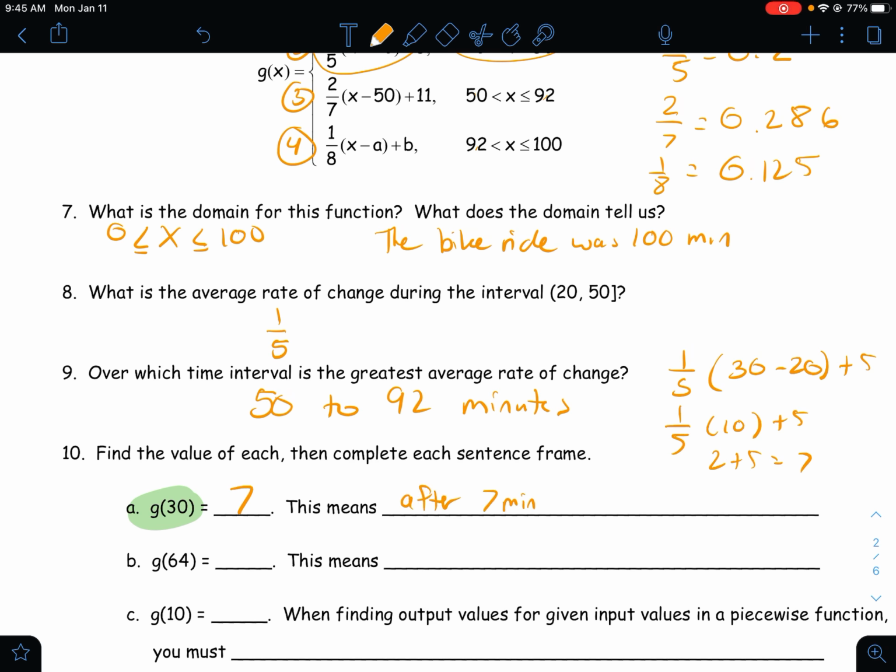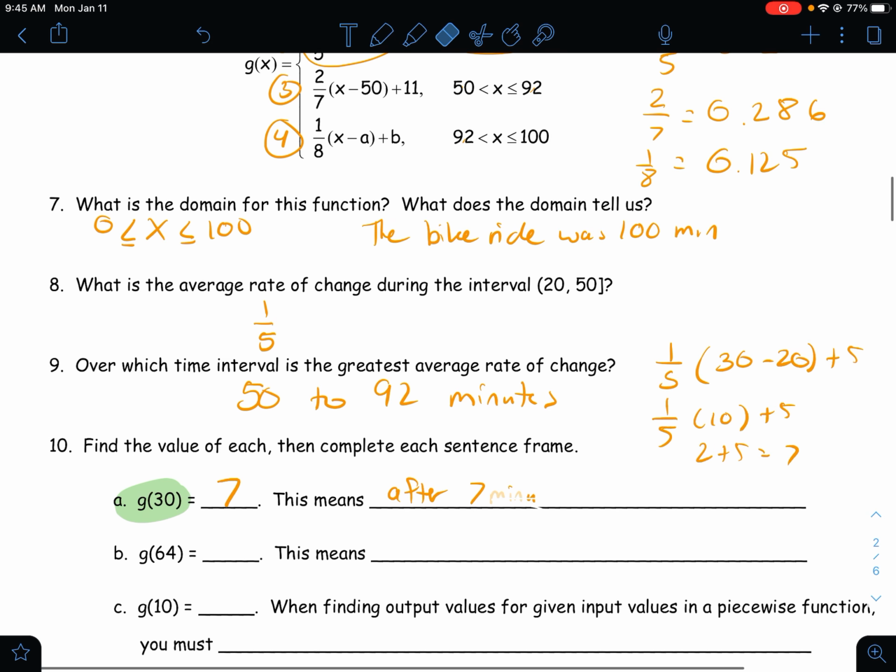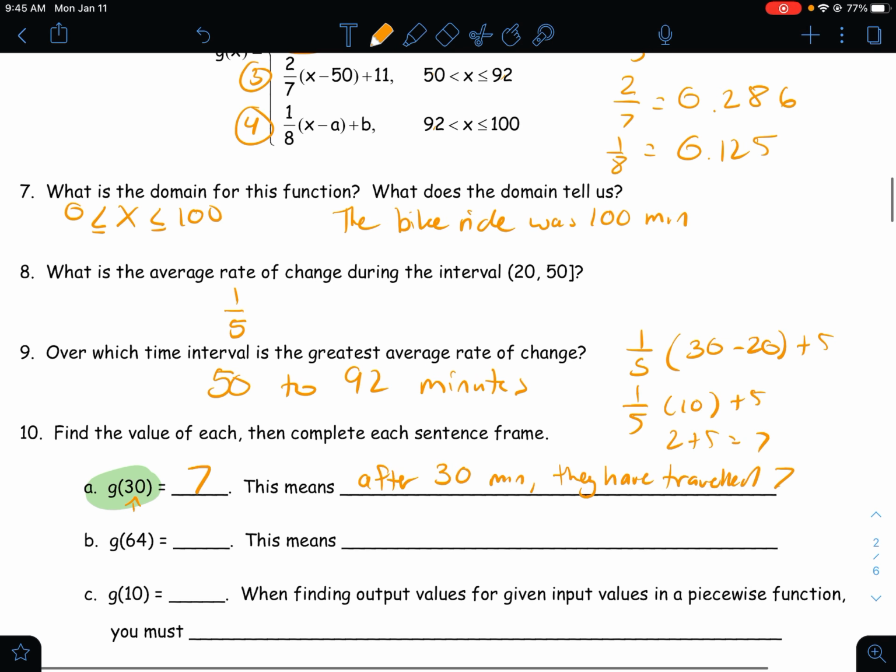All right, so that means after 30 minutes, right, because our input is in minutes, they have traveled 7 miles.